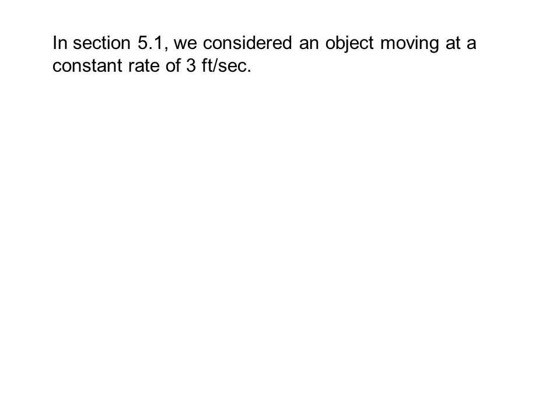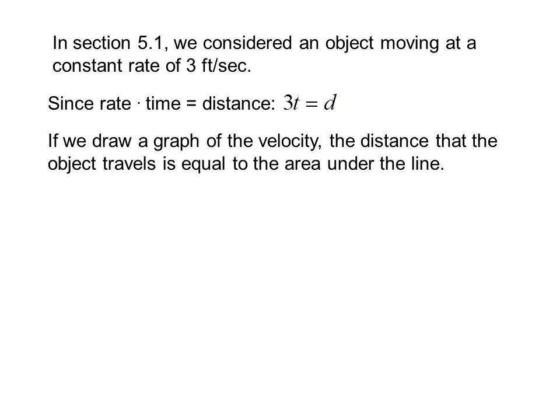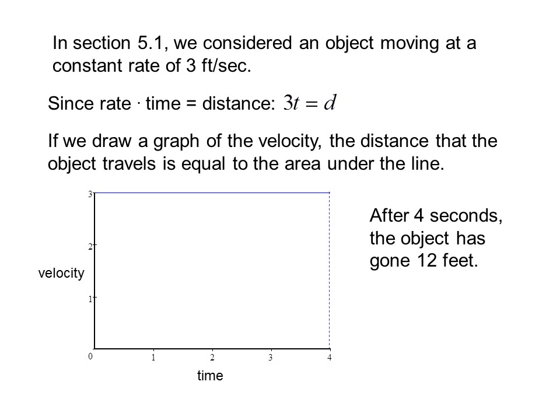In section 5.1, we considered an object moving at a constant rate of 3 feet per second. Since rate times time equals distance, we had 3t equals d. If we draw a graph of the velocity, the distance that the object travels is equal to the area under the line. After 4 seconds, the object has gone 12 feet. We have 3 feet per second times 4 seconds equals 12 feet.